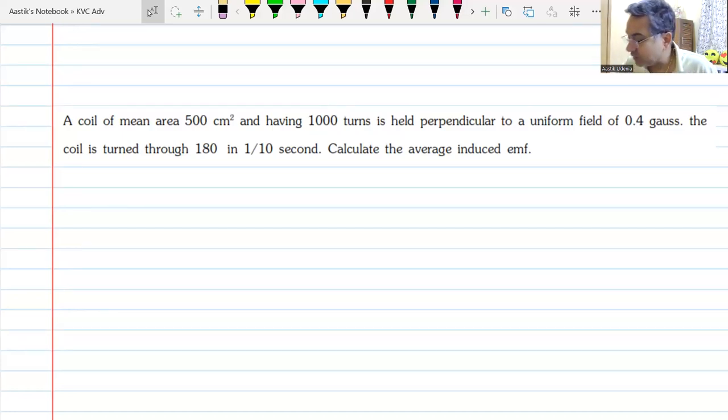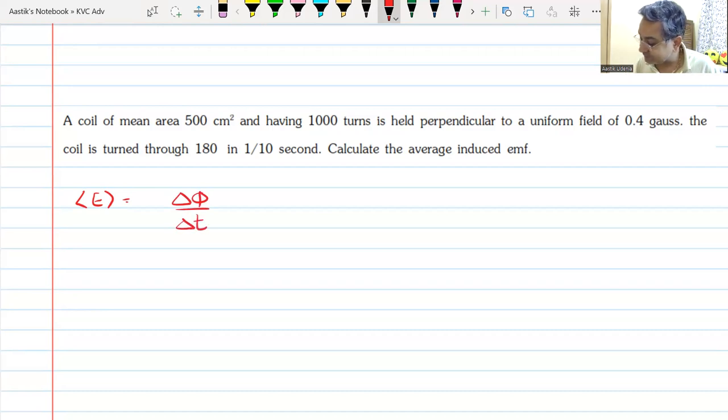That is correct. How are we supposed to do this? We have to find the average EMF, which will be equal to total change in flux, I'm not adding the negative sign, divided by total time. Yes or no? Yes. Number of turns is 1000. Area is 500 centimeter square, times 10 raised to the power of minus 4.